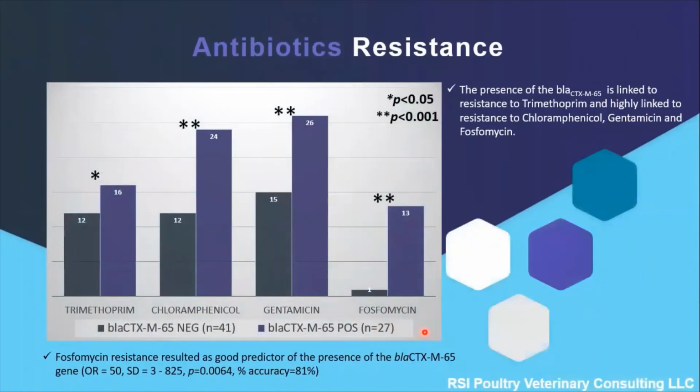We also determined that the presence of the BLAST-TXM65 gene can be linked to resistance to trimethoprim, chloramphenicol, gentamicin, and fosfomycin. And fosfomycin resistance can be a good predictor of the presence of the BLAST-TXM65 gene. In other words, Salmonella Infantis carrying resistance to fosfomycin can potentially carry the BLAST-TXM65 gene and resistance to beta-lactam antibiotics.